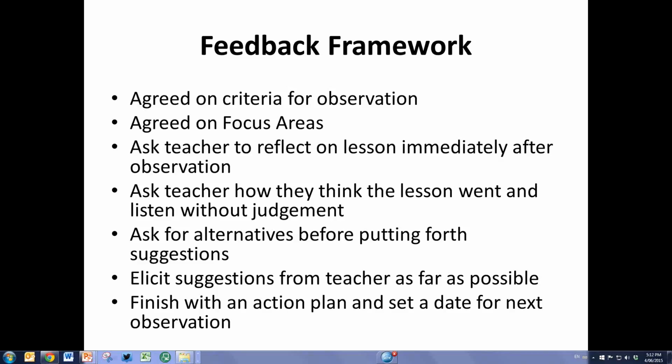And sorry, just going back to the criteria for observation, one of the things Tamsin asked was, how does one become an observer?